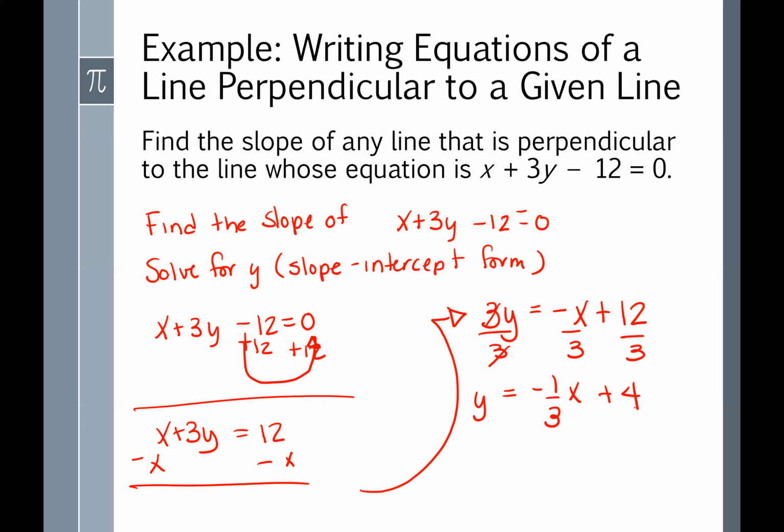So what's the slope of a line perpendicular to this one? I take the slope of the line that I'm given and I flip it over. And then I change its sign. So if it's negative, I make it positive. If it's positive, I make it negative. So the negative reciprocal of -1/3 is 3/1. So the slope of the line perpendicular to this one is 3.